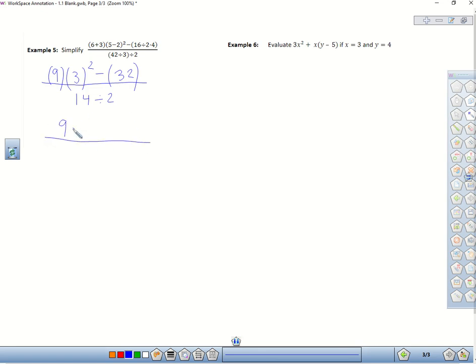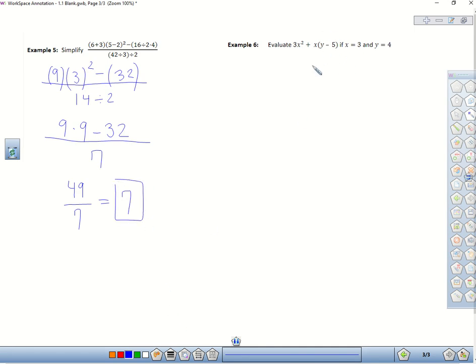We end up with 9 times 9 minus 32 over 7. 9 times 9 is 81, and then 81 minus 32 is 49 divided by 7. I just simplified here by multiplying and then subtracting, because in order of operations, multiplication comes before subtraction. And then I end up with 7 as my simplified expression.